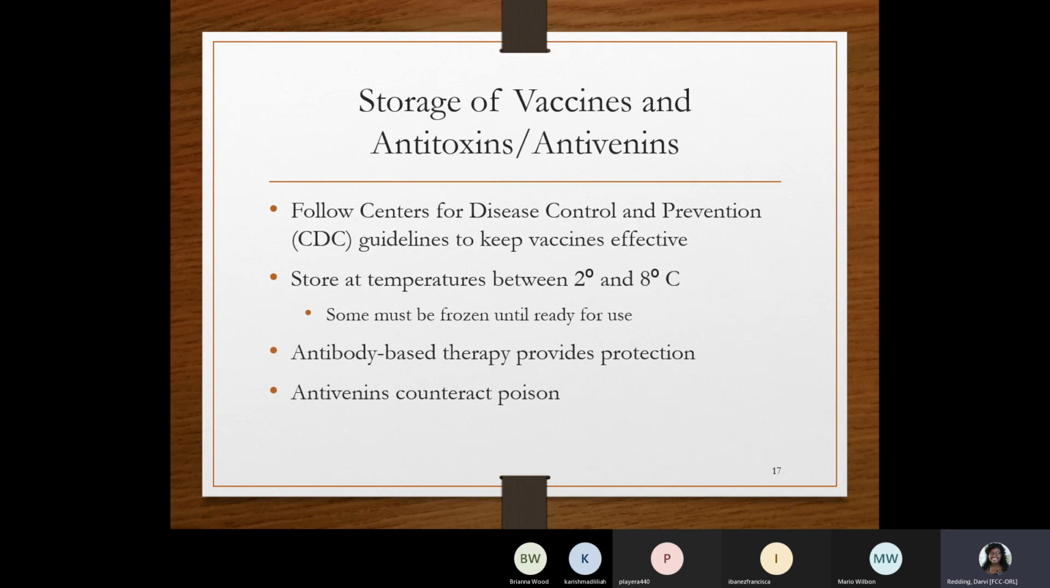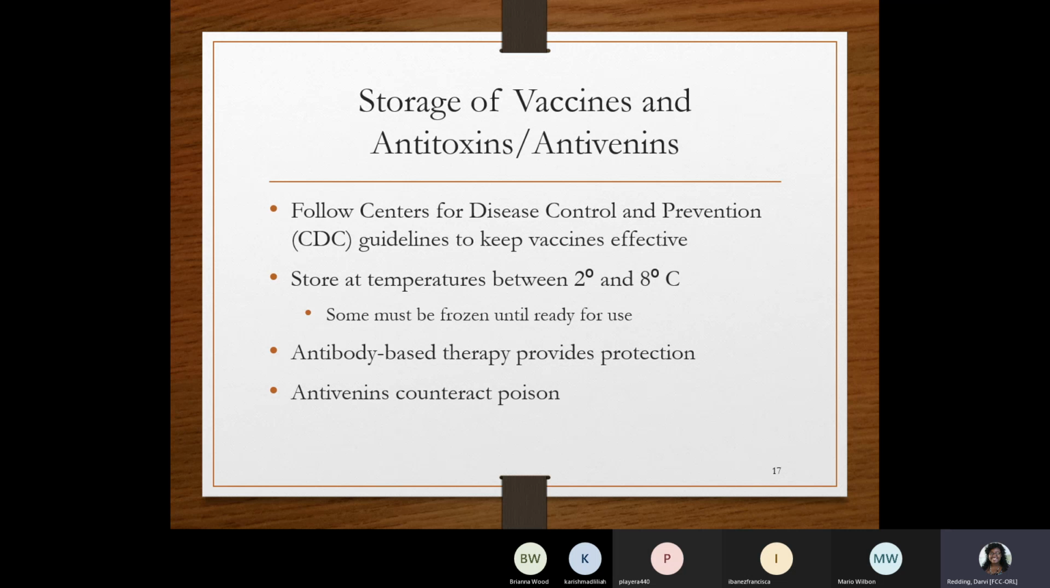And so now that we talk about vaccinations, we'll next learn about the storage of vaccines and the antitoxins and the antivenins. And so according to the CDC, which stands for Centers for Disease Control and Prevention, you want to always follow their guidelines when it comes to keeping vaccines effective. And so it's encouraged that the vaccines should be stored at temperatures between 2 degrees and 8 degrees Celsius, and some may even be frozen until they're ready for use.